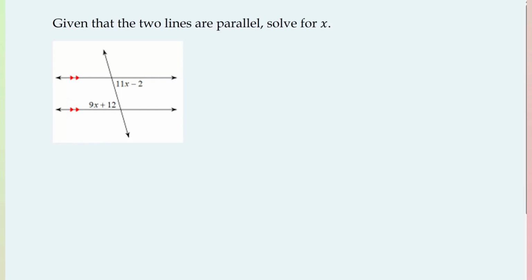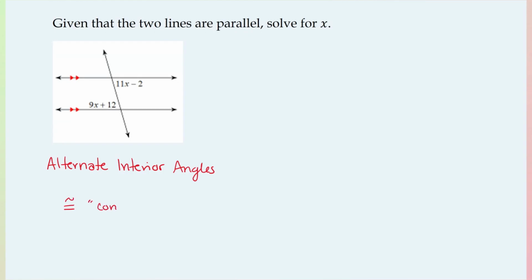They are alternate because they are on opposite sides of that transversal line, the line that cuts through the two parallel lines. And then they're interior because they're between the two parallel lines. So alternate interior angles are going to always be congruent when we have our parallel lines. Congruent means I can set those two equations equal to each other and solve for x.